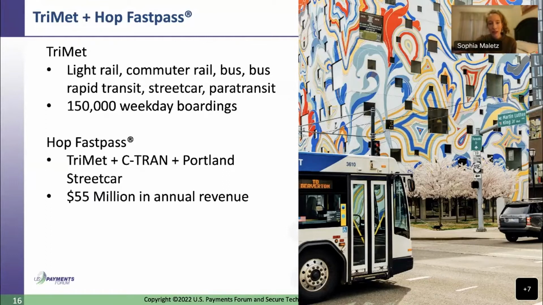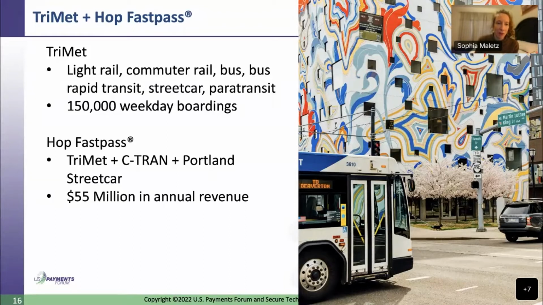Hop Fastpass is our primary fare payment solution. So I oversee payments on behalf of TriMet, CTran, which is Vancouver, Washington's bus service, as well as Portland Streetcar. In our last fiscal year, June through June, we collected $55 million in annual revenue through the Hop Fastpass solution, and then added about $10 million in cash to that for Portland. So my team does everything from counting cash in a money room to that leading edge innovation of open payments.